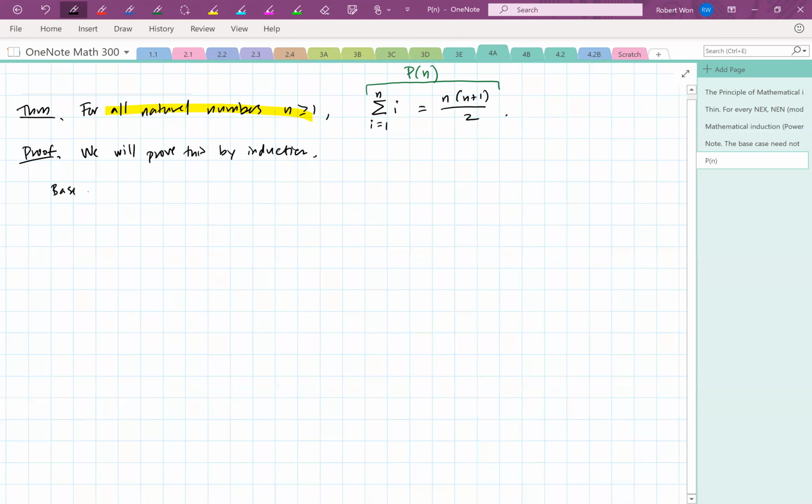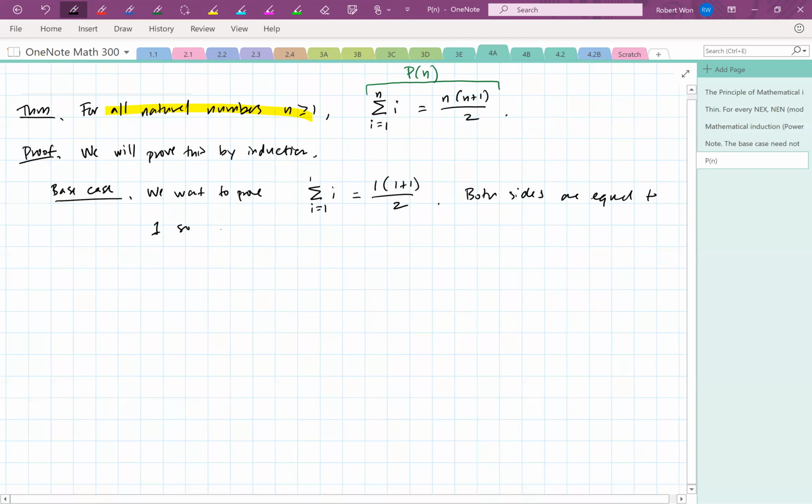What's the base case? So we want to prove P of 1, right? So we want to prove the sum from i equals 1 to 1 of i equals 1 times 1 plus 1 over 2. This is what we need to prove in the base case. But this is sort of trivial. The first one is you just add up a single 1. The second one is 1 times 2 over 2. So both sides are equal to 1. So the base case holds.